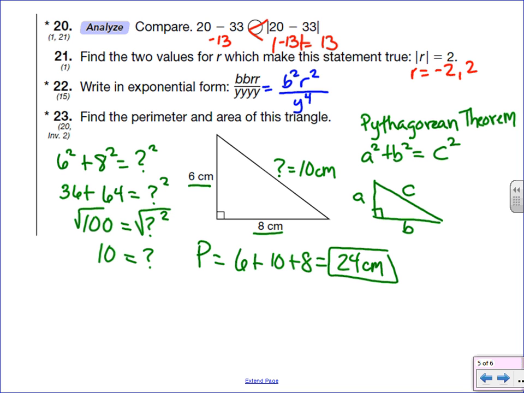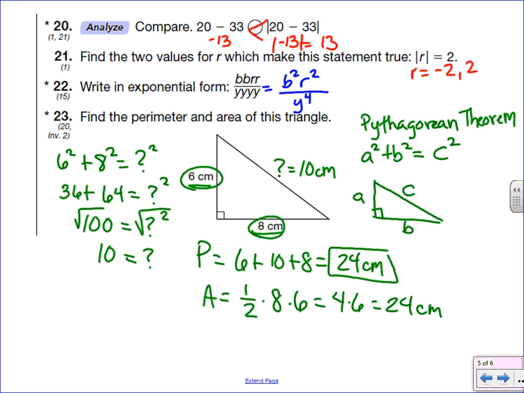And then the area of a triangle is 1/2 the base, which is 8 in this case, times the height, which is perpendicular to the base, which is 6 in this case. Half of 8 is 4. 4 times 6 is 24 centimeters squared, since it's area.